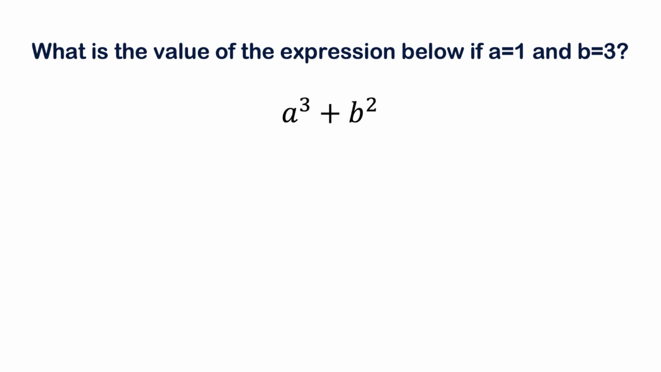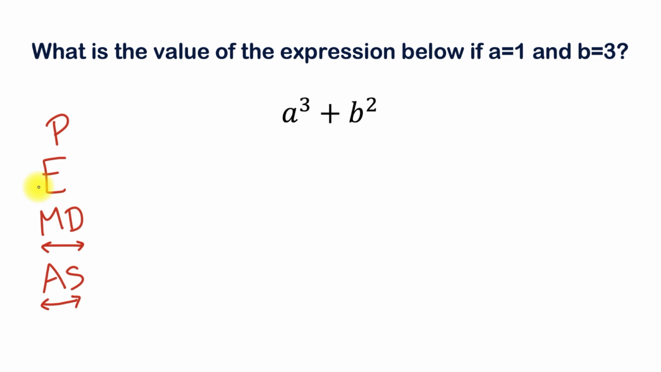So this question says, what is the value of the expression below if a equals 1 and b equals 3? And here we have this expression a to the third, also called a cubed, plus b to the second power, also called b squared. So since we have more than one operation, we're definitely going to have to use the order of operations here. So let's write that on the side.